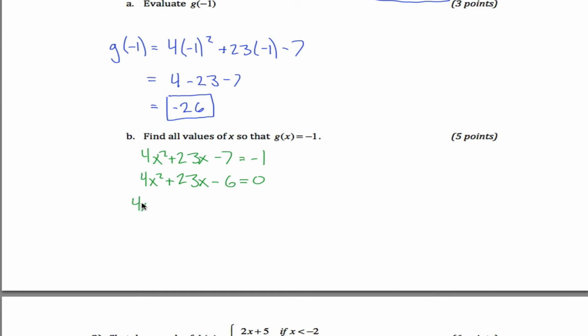Two numbers that will do that are positive 24 and -1. So if I replace the positive 23x with those two numbers, positive 24x and -1x, I will have rewritten this in a form that can factor by grouping. You might have other ways of factoring this, and that's totally fine. I'm just showing you an alternative method of how to factor when your leading coefficient is not a 1.